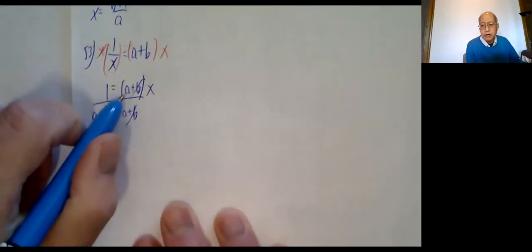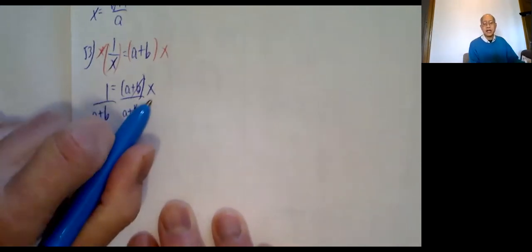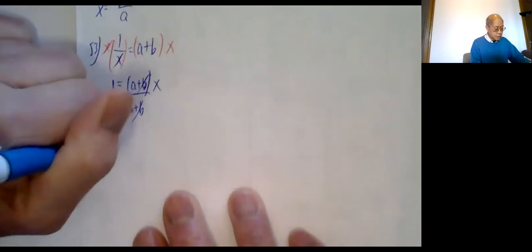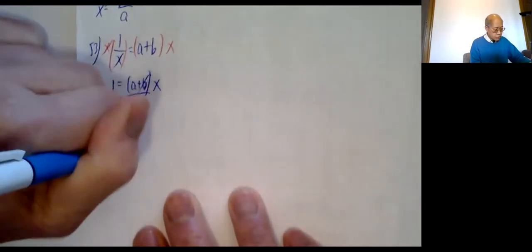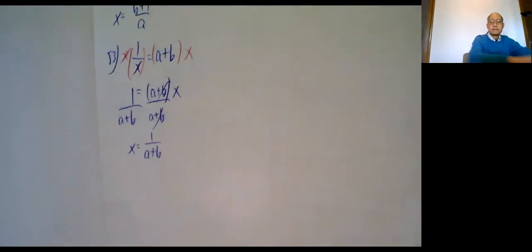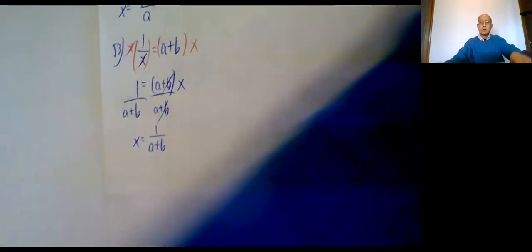Normally, the variable that we're solving for is on the left-hand side. So even though the x is isolated, it's on the right-hand side, I'll just move the left to the right and the right to the left. It's the same thing. So x is equal to 1 over a plus b. So my final answer is like that. So that's all.